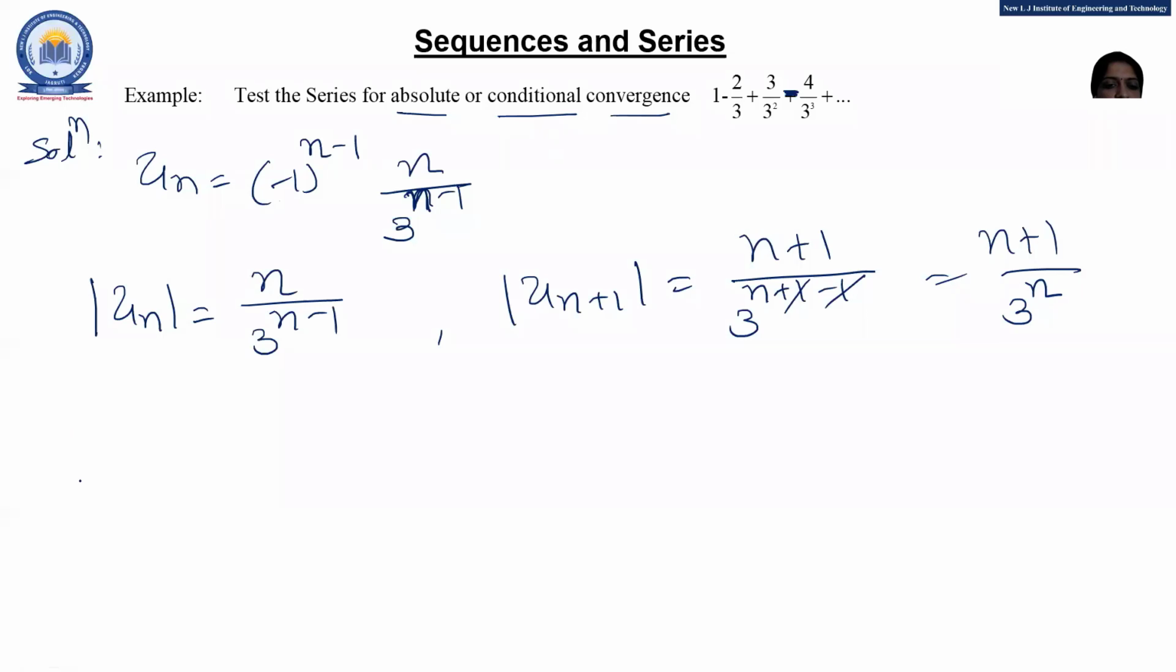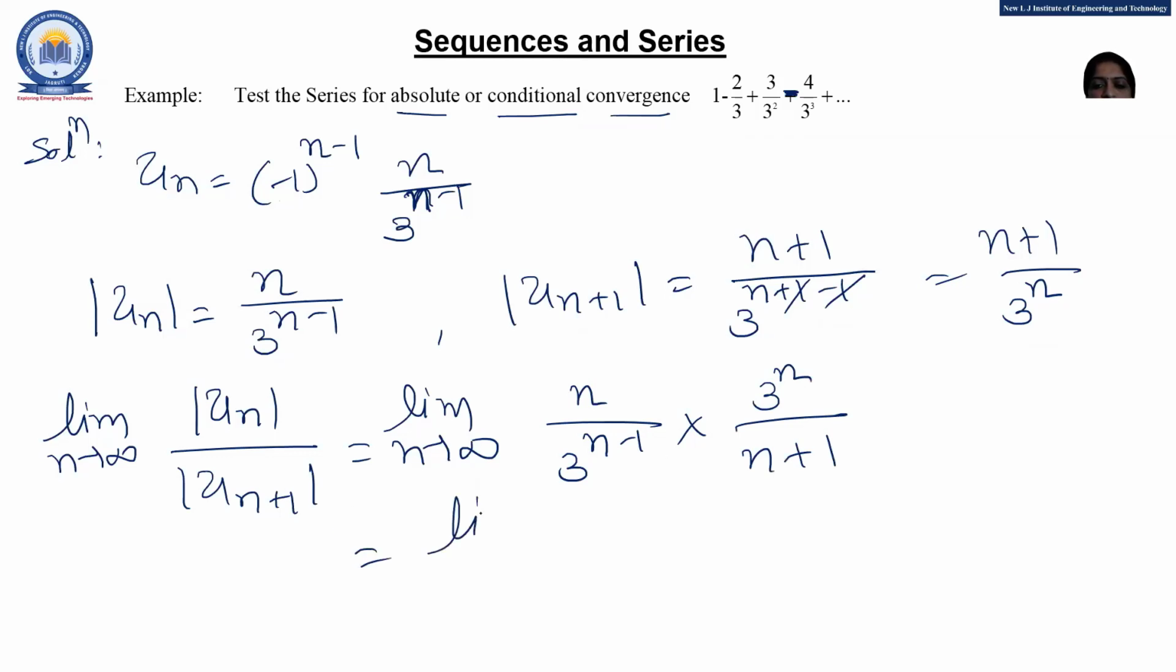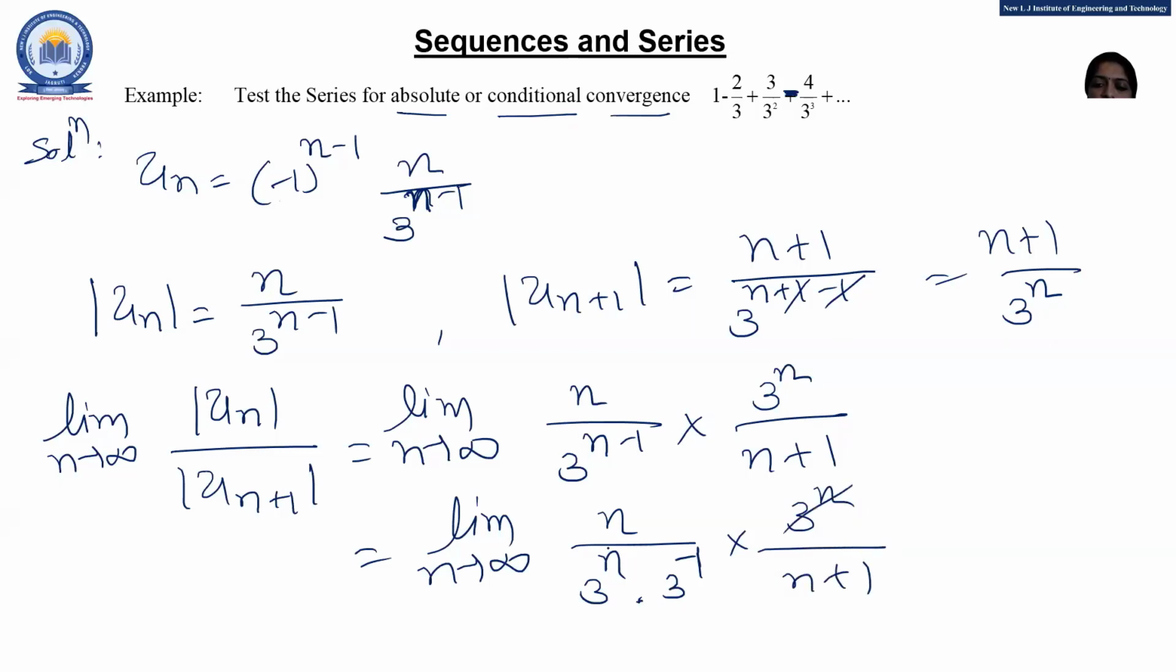Now, I am going to apply the ratio test for mod un. That is limit n tends to infinity of mod un upon mod un plus 1. So, limit n tends to infinity. What is mod un? That is n upon 3 raised to n minus 1. And for mod un plus 1, here 3 raised to n upon n plus 1. So after simplification, limit n tends to infinity, here n, this is 3 raised to n into 3 raised to minus 1, right? 3 raised to n upon n plus 1. Both 3 raised to n will be cancelled. This 3 raised to minus 1, if I keep in the numerator, that is 3.